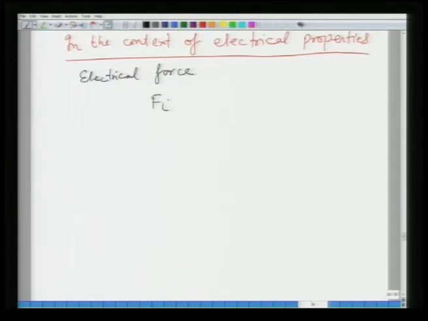I can write as F_i, the force F which acts on the ith particle, and this is equal to Z_i e dφ/dx, where Z_i e is the total charge on the particle and dφ/dx is the potential gradient. This is equal to Z_i e E, where E is the electrical field V by d, as you know. Z_i is not the atomic number, rather it is the valence of the species, and e is the electronic charge.